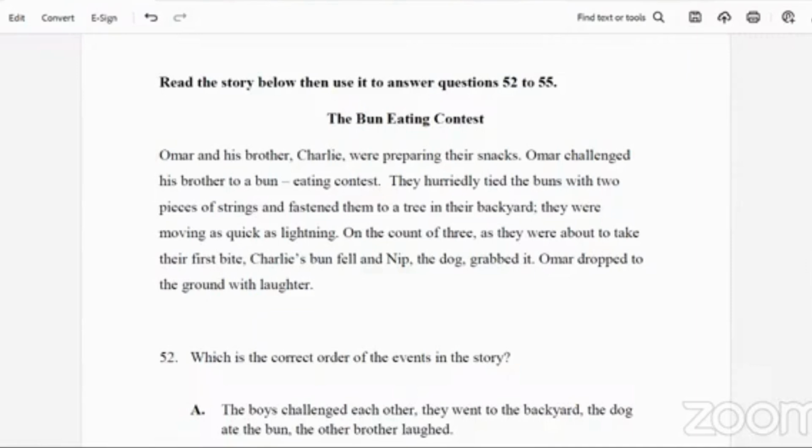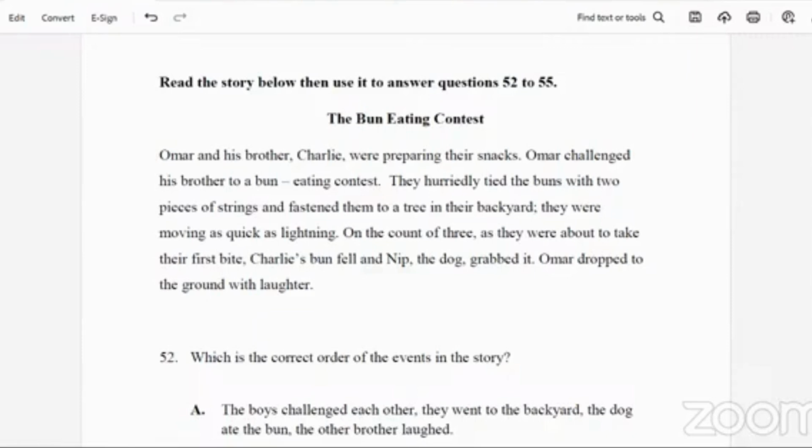They hurriedly tied the buns with two pieces of string and fastened them to a tree in their backyard. They were moving as quick as lightning. On the count of three, as they were about to take their first bite, Charlie's bun fell and Nip, the dog, grabbed it. Omar dropped to the ground with laughter.